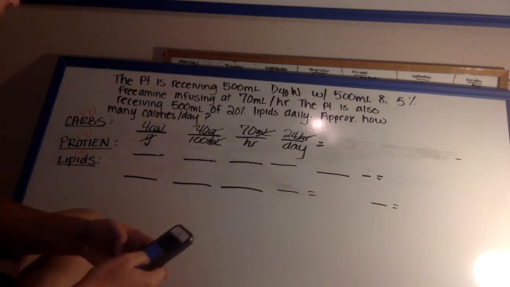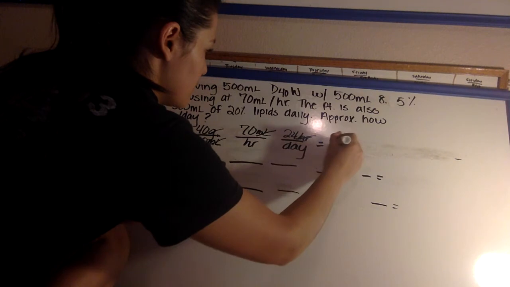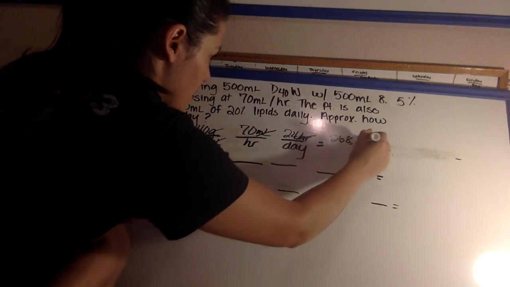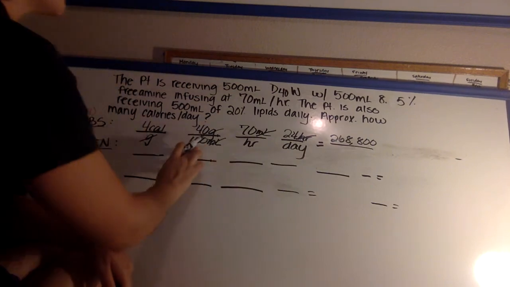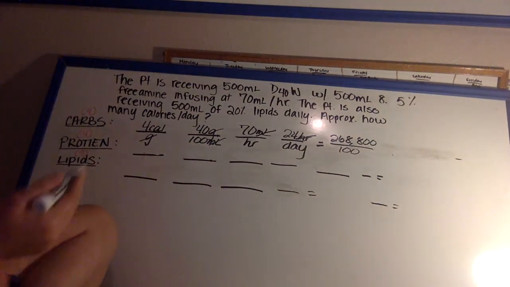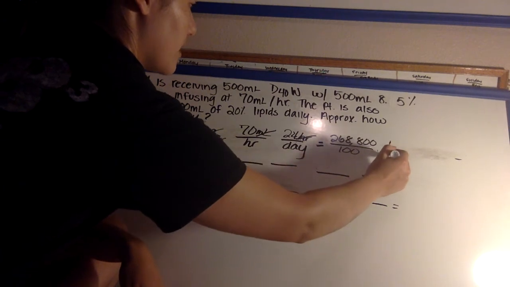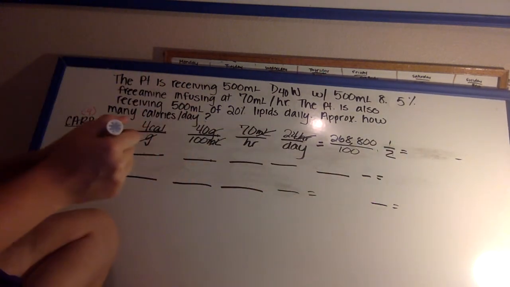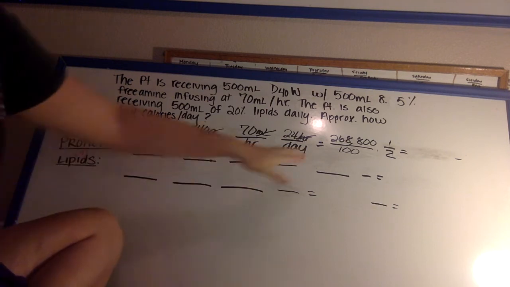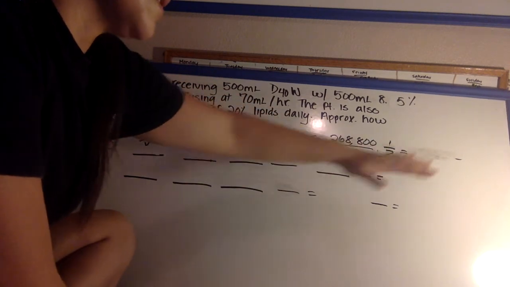I have 4 times 40 times 70 times 24 equals 268,800 over, let's not forget about our 100 milliliters here, okay? Over 100. Now remember I said we're going to have to divide in half, so guess what? Times 1/2 equals, so basically we have 268,800 over 200. That's what that would come out as essentially.